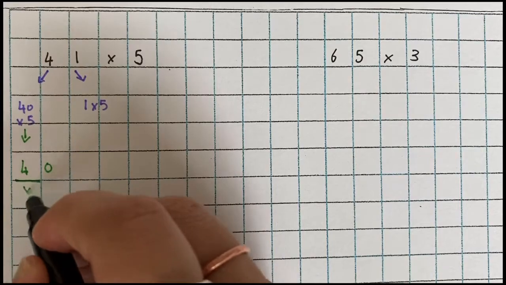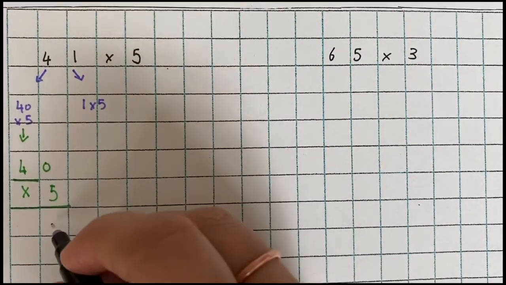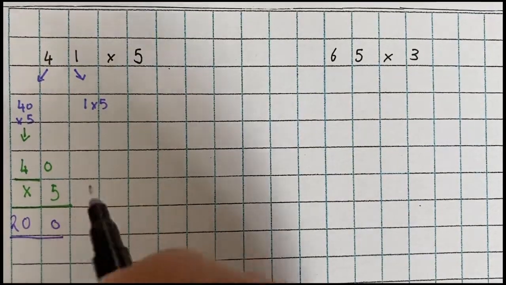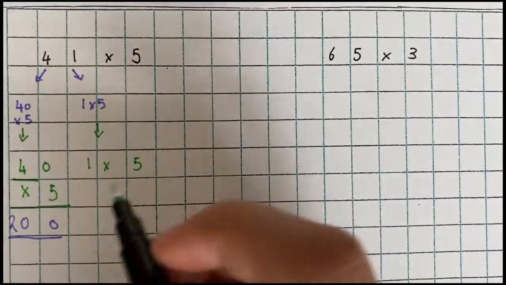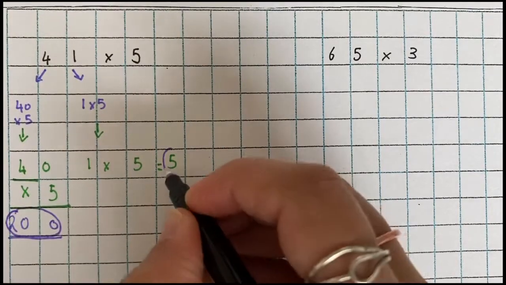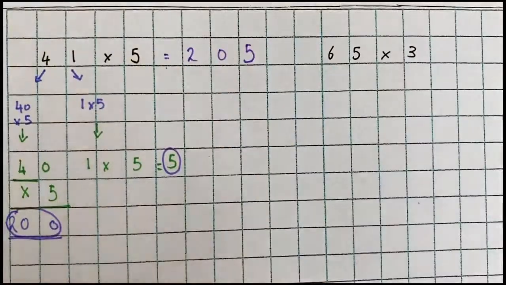You can use the written method for this. So we have 0 times 5 equals 0, and 4 times 5 equals 20. So 40 times 5 equals 200. Then let's look at 1 times 5. We know that 1 times 5 equals 5. Then we do 200 add 5, which equals 205.